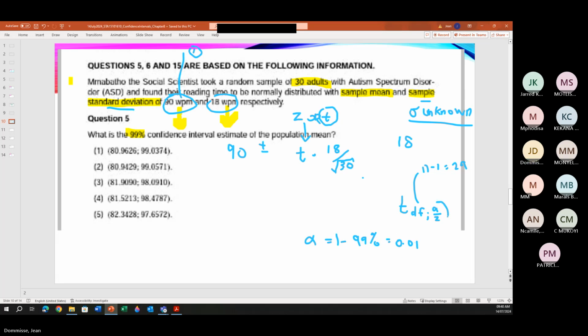And then out of this formula, remember, we need to divide that by 2. So we sit with 0.01 divided by 2, which is 0,005. Okay, so the degrees of freedom, or the T that we are looking for, is T29 at 0,005. So that will be the T that we are looking for.